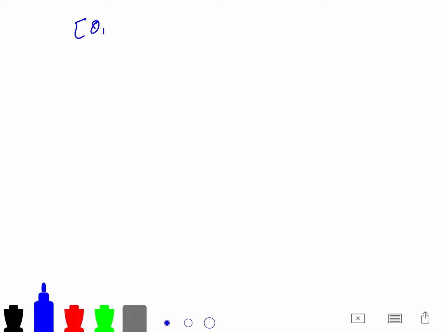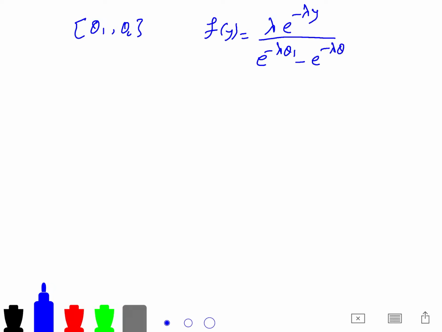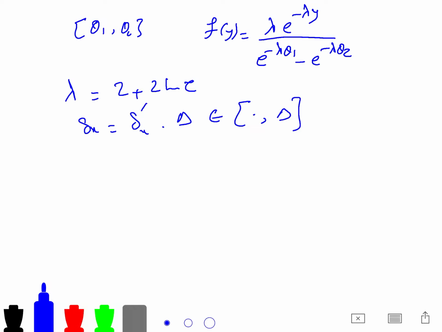So, the truncated exponential distribution on [theta 1, theta 2] with parameter lambda is like this: f(y) equals lambda e to the minus lambda y over e to the minus lambda theta 1 minus e to the minus lambda theta 2. And in his article, lambda is 2 plus 2 ln tau, and delta_x is inside [0, delta].